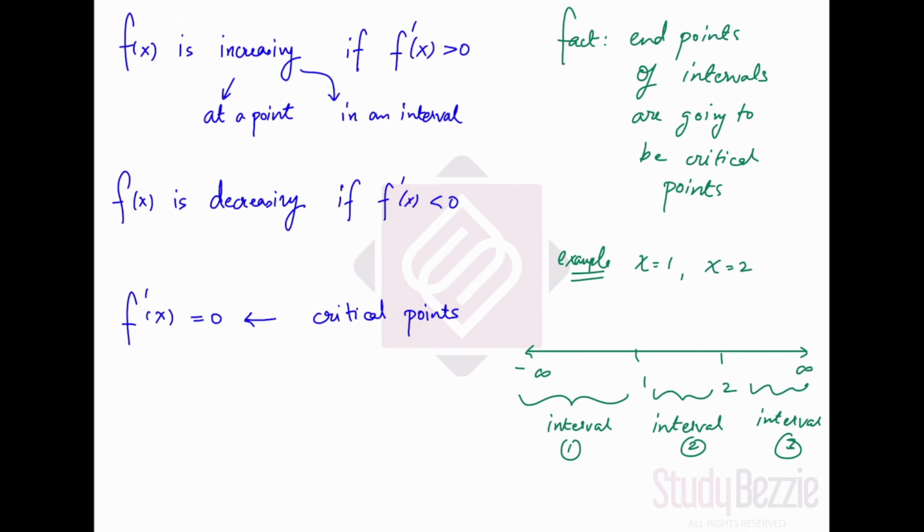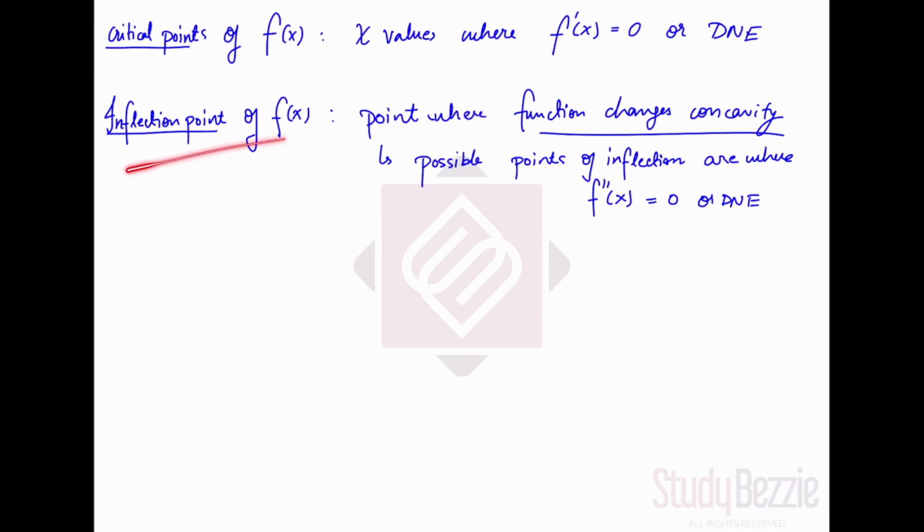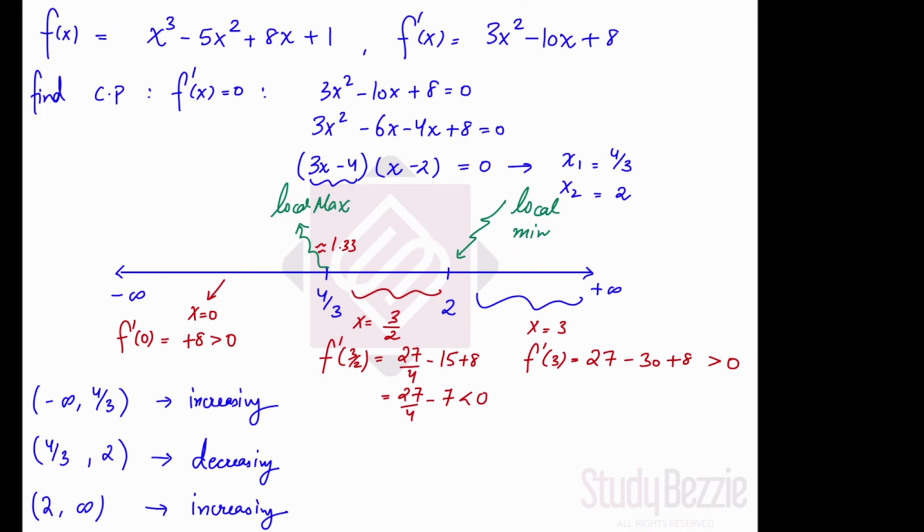Now moving on to the second derivative analysis, where we're going to see the inflection points and concavity. It's very simple. Again, I'm going to try to show you here. A function is going to have a concave up shape, a shape like this, if the second derivative of the function is positive.